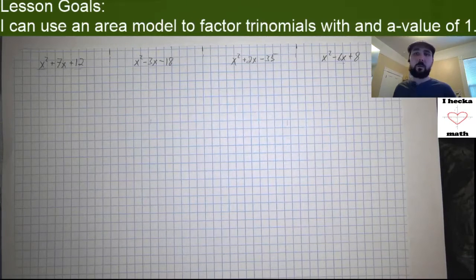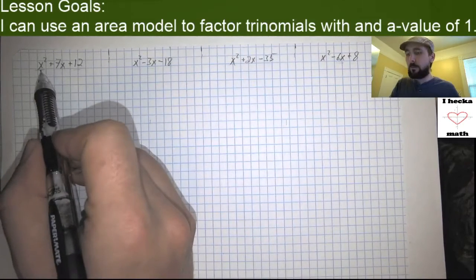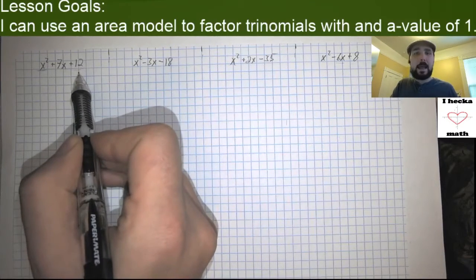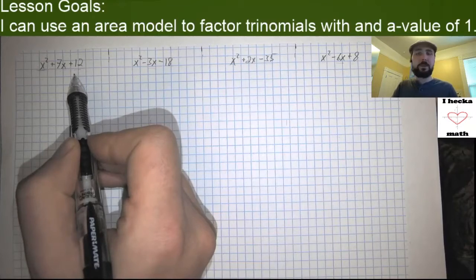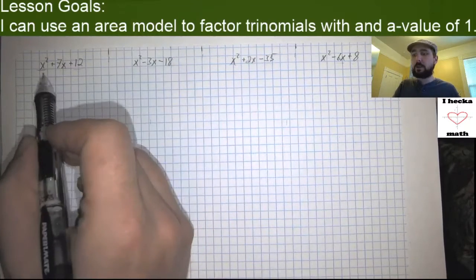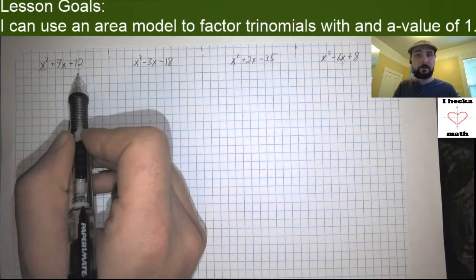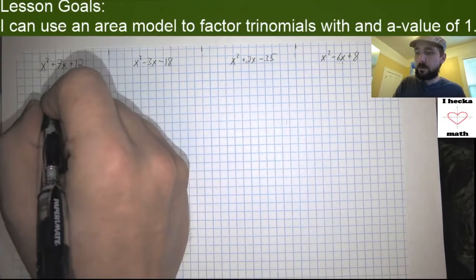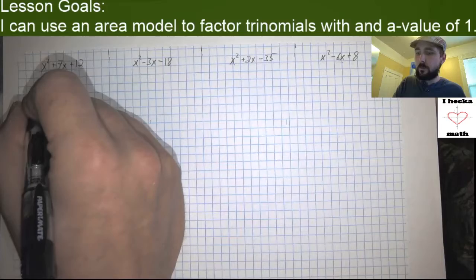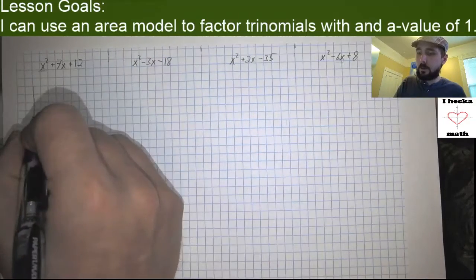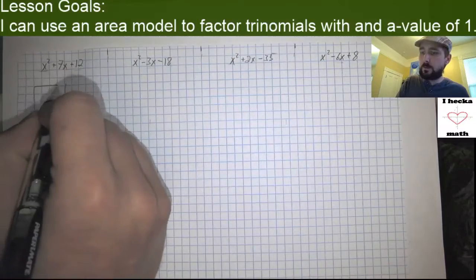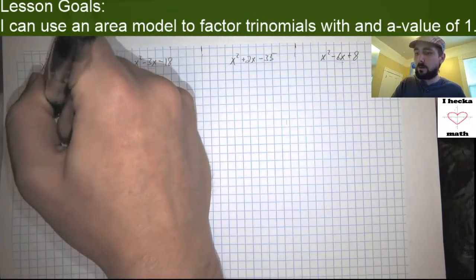Okay, so I'm looking at this first problem, x squared plus 7x plus 12. If you haven't already, grab a piece of paper, pause the video, and make sure you can get all this written down. Once you've got it written down, we are going to start by drawing an area model. And the area model will always be a square or a rectangle.